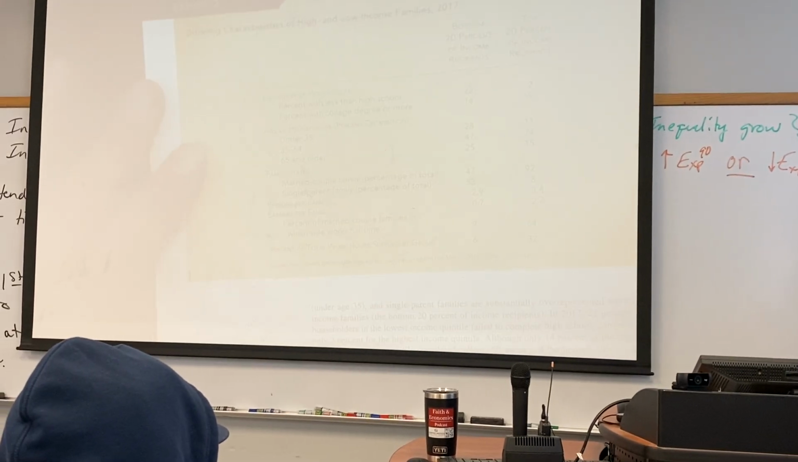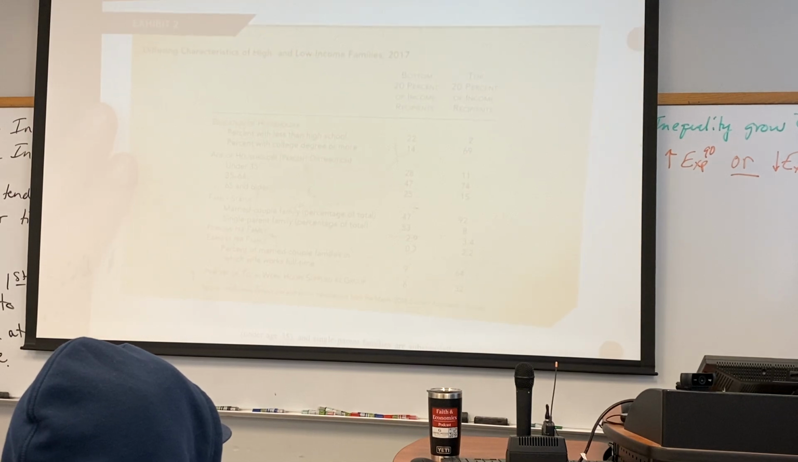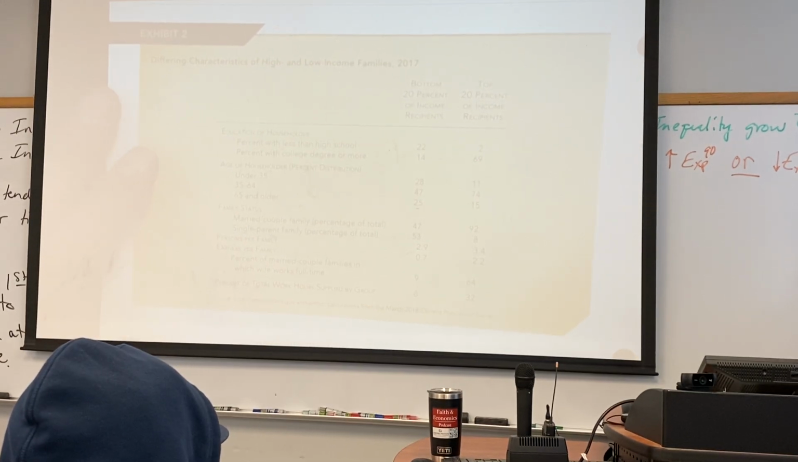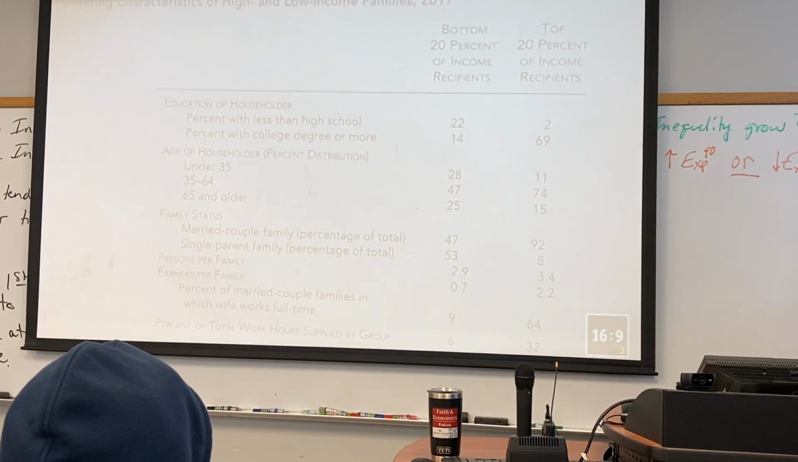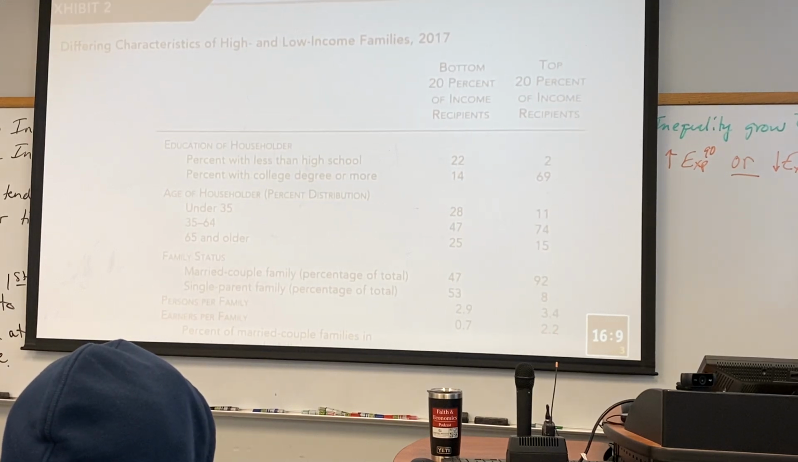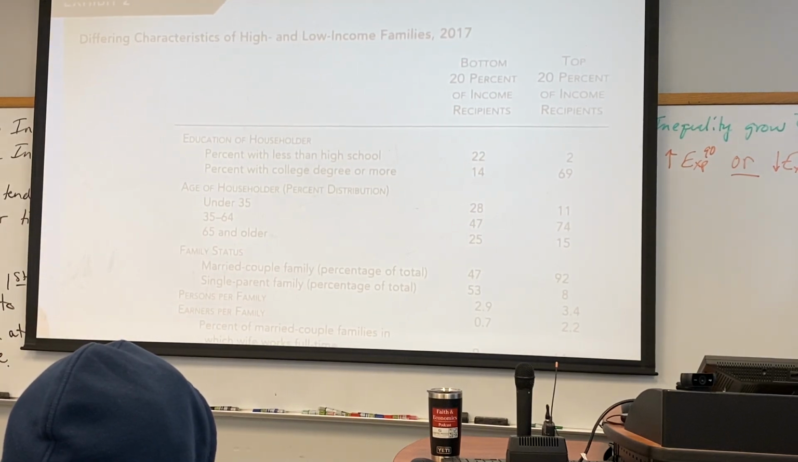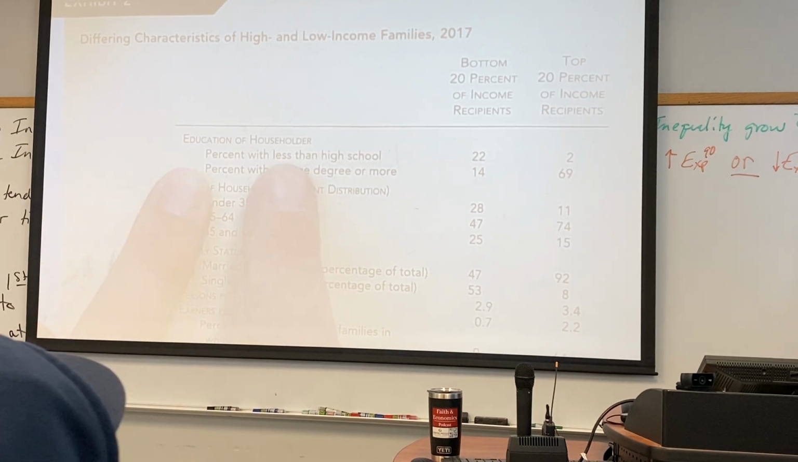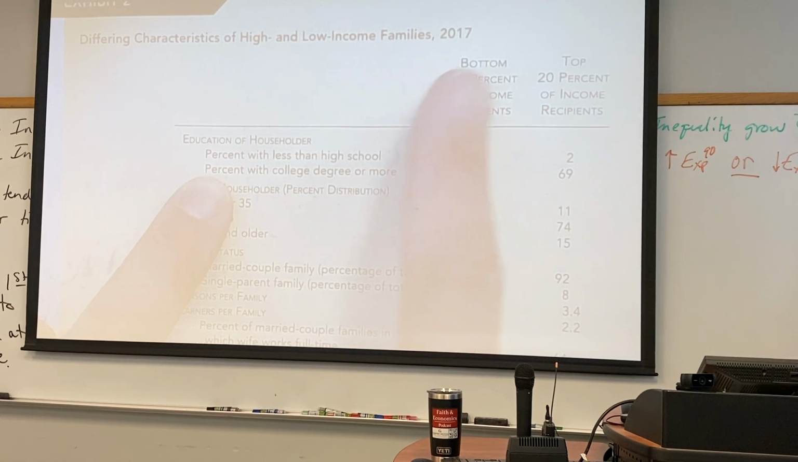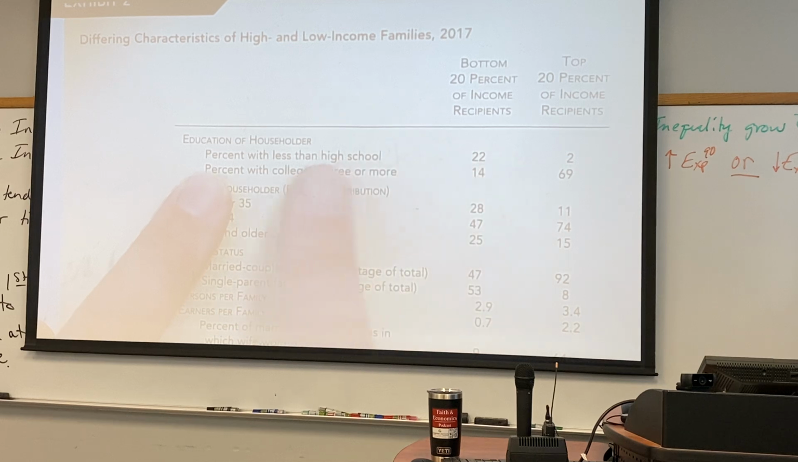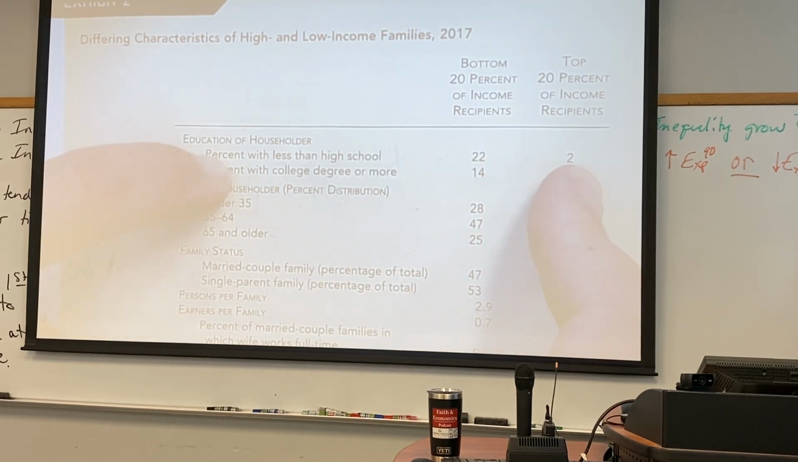Okay, so here are some characteristics of high income and low income families. In this table, the textbook has education of the householder, percent with less than high school. Bottom 20%, 22%, and only 2% of the top 20. So the top quintile is 20%.